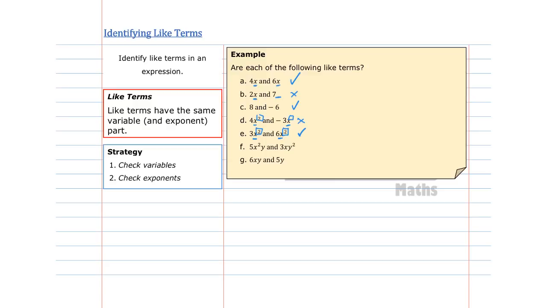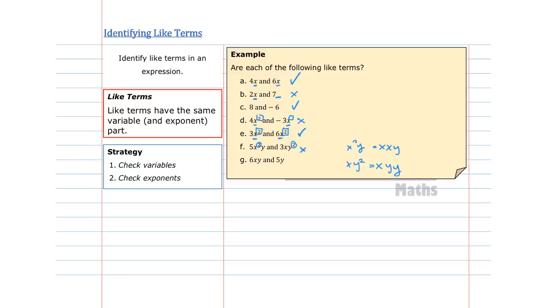F is a tricky one. We've got 5x squared y and 3xy squared. So they have the same variables, x and y, and they have the same power, squared and squared, but they're not like terms because this power is in the wrong place. Right? x squared y means we have two x's and a y, while xy squared means we have one x and two y's. So they're not actually the same thing.